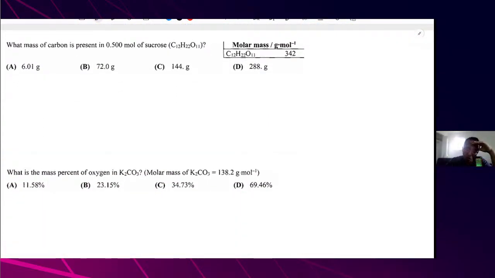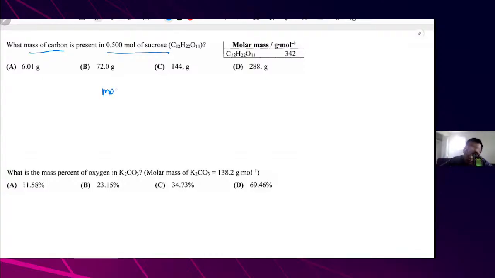Okay, what mass of carbon is present in 0.5 mole of sucrose, and then this is the information. Again, this one asks for the mass of carbon present in 0.5 mole of sucrose. Now, the moles of sucrose are already shown here, already provided over here. So how to solve this one?